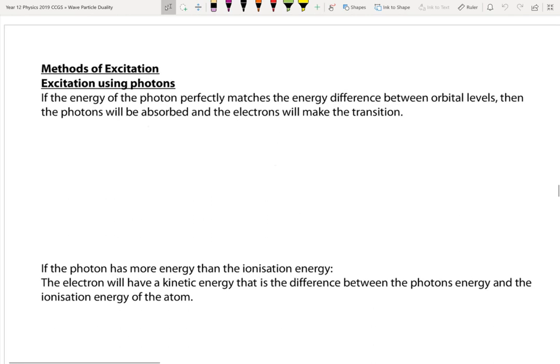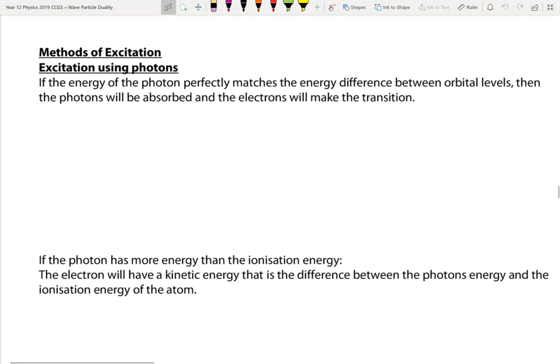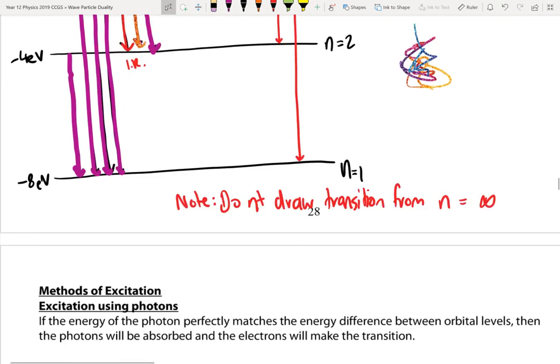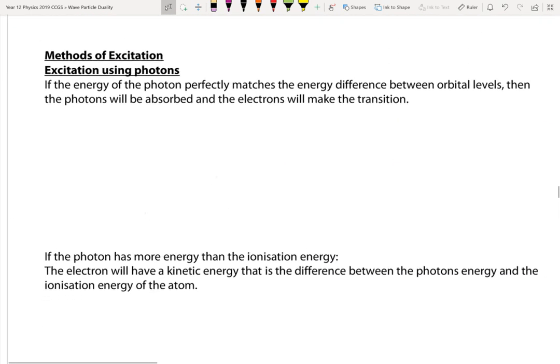Now, here we get to methods of how we can excite our electrons up from lower states. There are two main methods of how we can promote our electrons up. And the simplest way to describe it is in reverse.